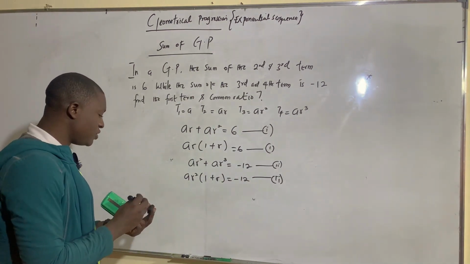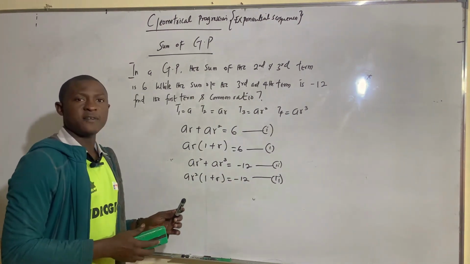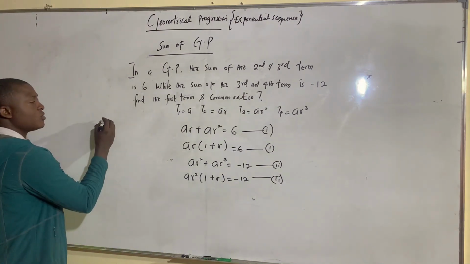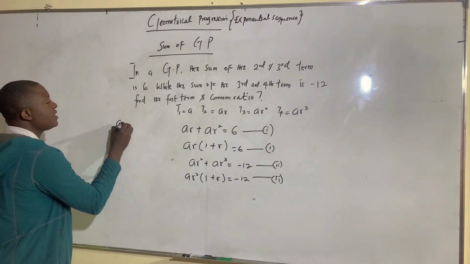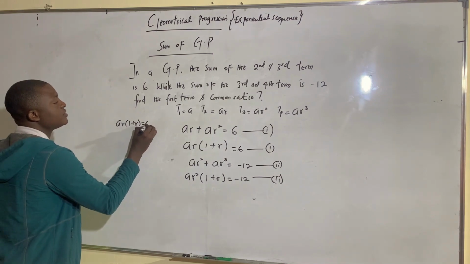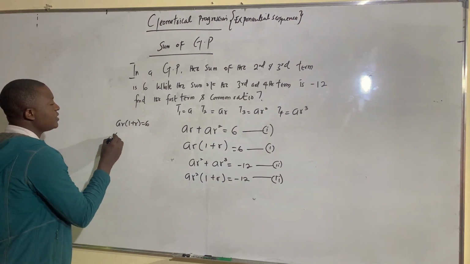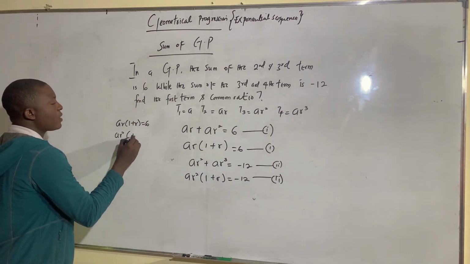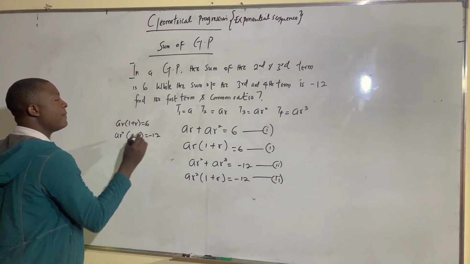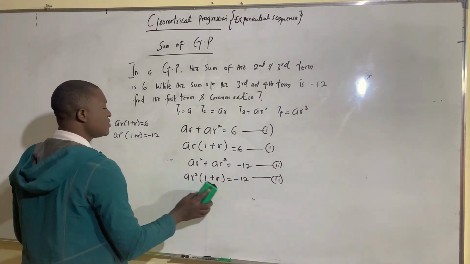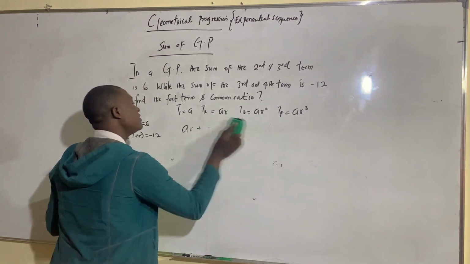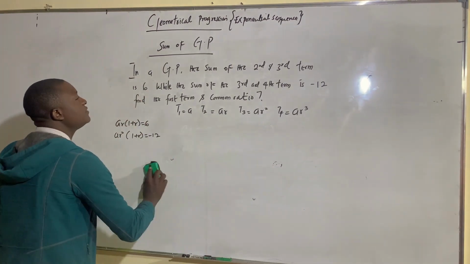So now we derive equation 1, and at the same time we derive equation 2. What do we have for equation 1? Equation 1 says that AR bracket of 1 plus R is equal to 6, and equation 2 says AR squared bracket of 1 plus R is equal to minus 12. So you can see it's very simple and straightforward. Nothing difficult here.